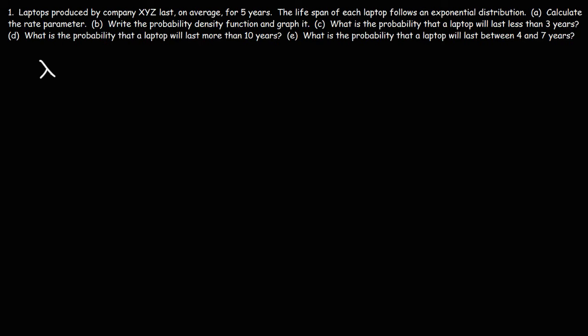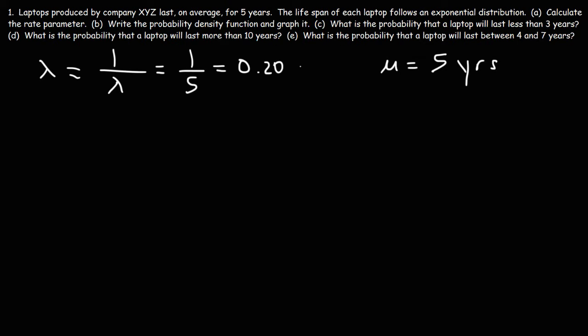The rate parameter is represented by the symbol lambda. Now, in order to calculate the rate parameter, we need to know what mu is, in this case the average. The average is 5 years. Now the rate parameter is 1 over mu. So that's going to be 1 over 5. 1 divided by 5 is 0.20, and the units are years to the minus 1. So that's how we can calculate the rate parameter. It's very straightforward.